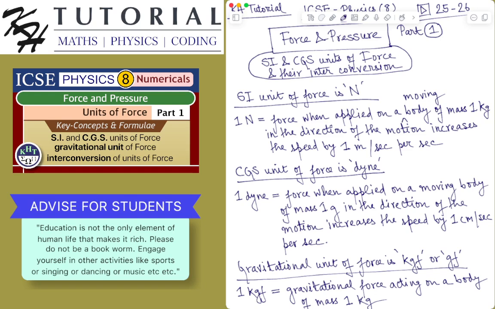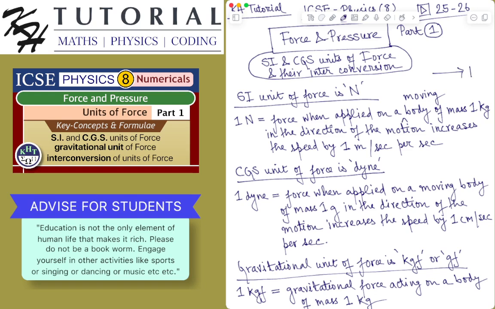That is, 1 Newton is a force if you apply on a moving body of mass 1 kilogram in the direction of the motion. It is important that you apply the force in the direction of motion. Now you must be knowing that force is a vector quantity. That is, to define a force, you have to provide the magnitude and the direction, and a force is usually visually denoted with the arrow notation.